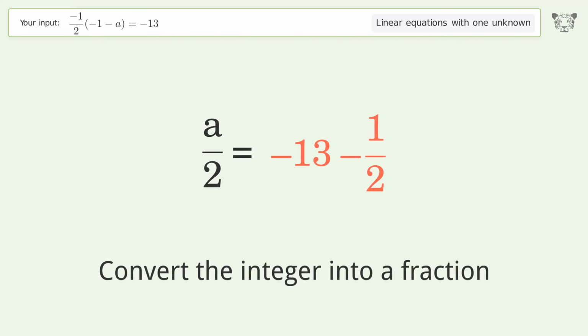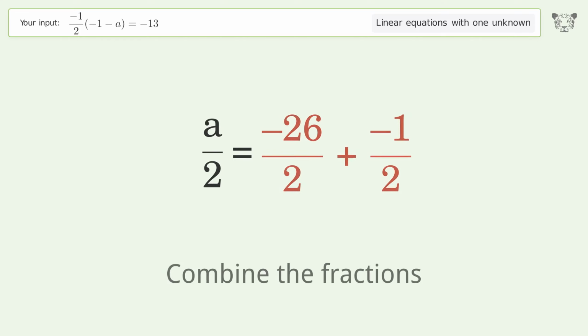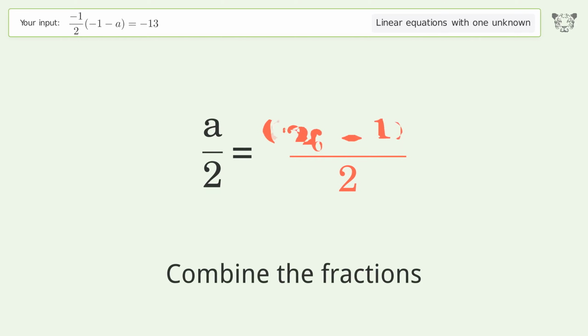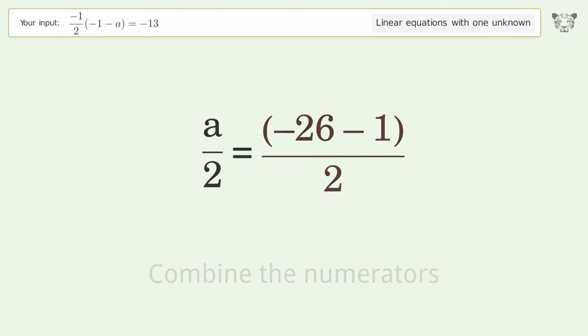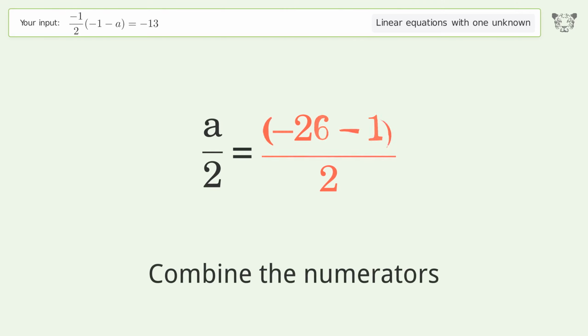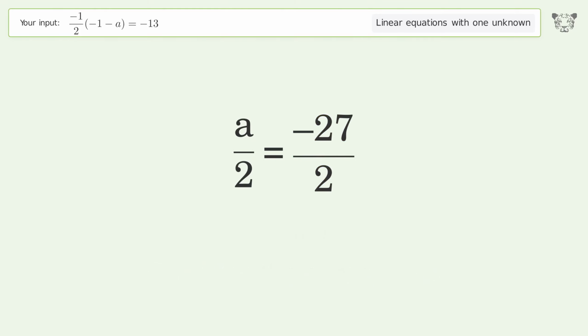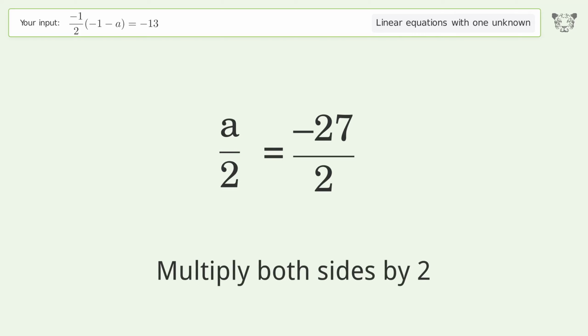Convert the integer into a fraction. Combine the fractions. Combine the numerators. Isolate the a. Multiply both sides by 2.